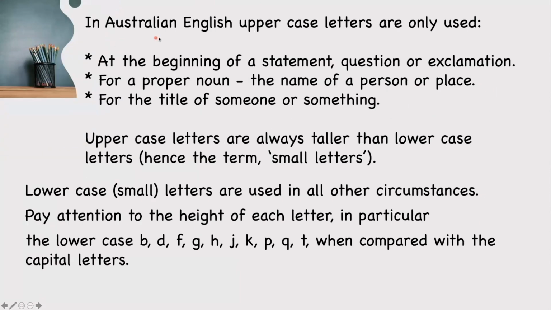In Australian English, uppercase letters are only used at the beginning of a statement, question, or exclamation; for a proper noun, that is, the name of a person or place; or for the title of someone or something. Uppercase letters are always taller than lowercase letters, hence the term small letters.